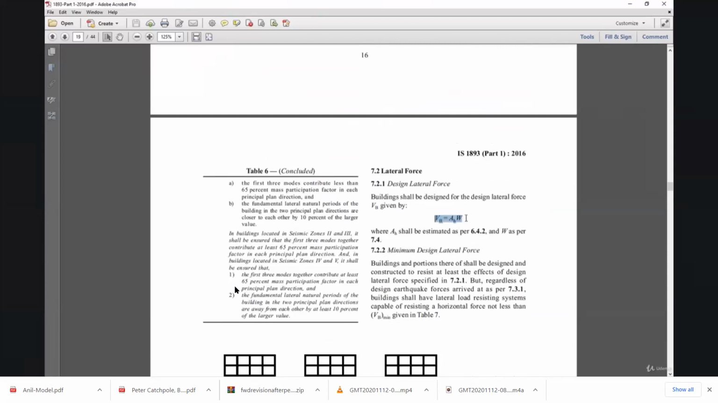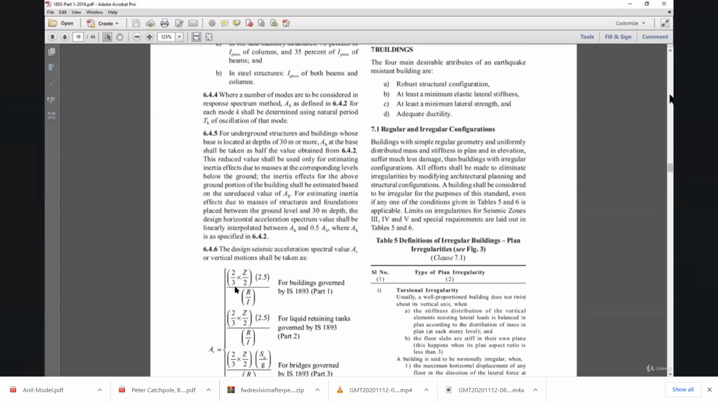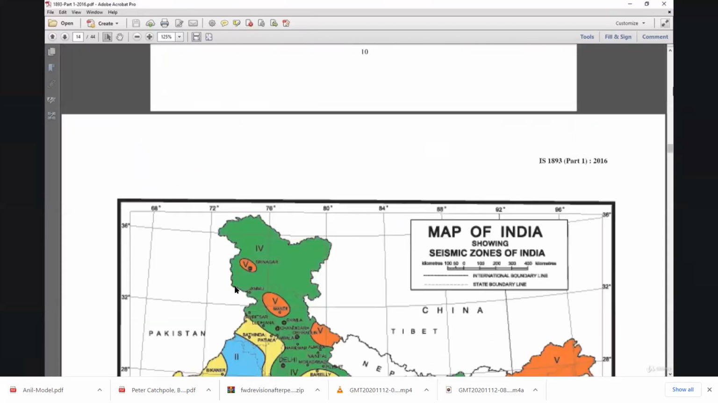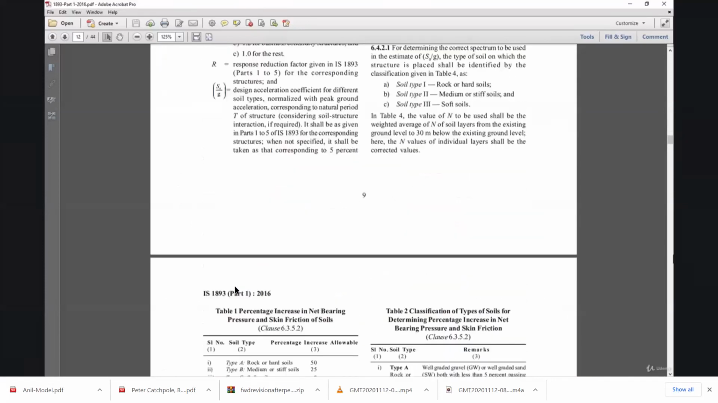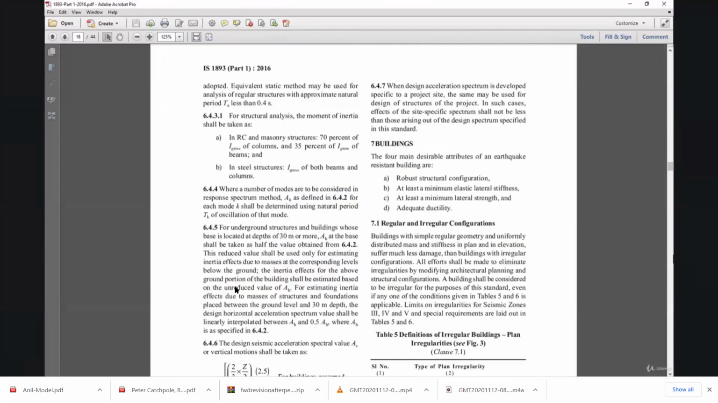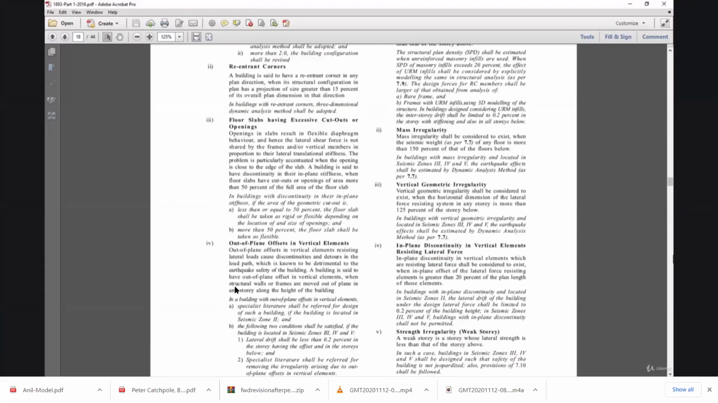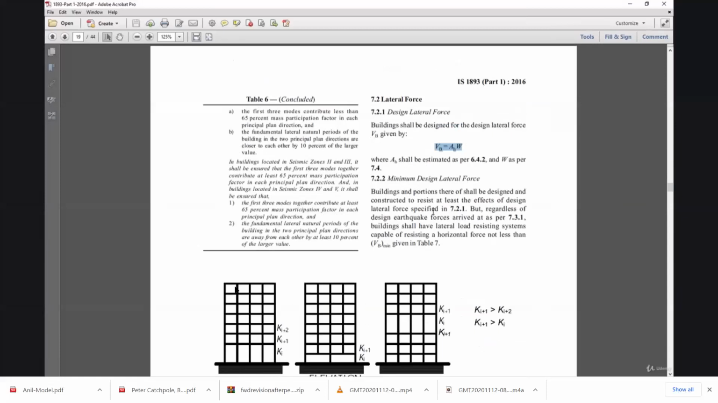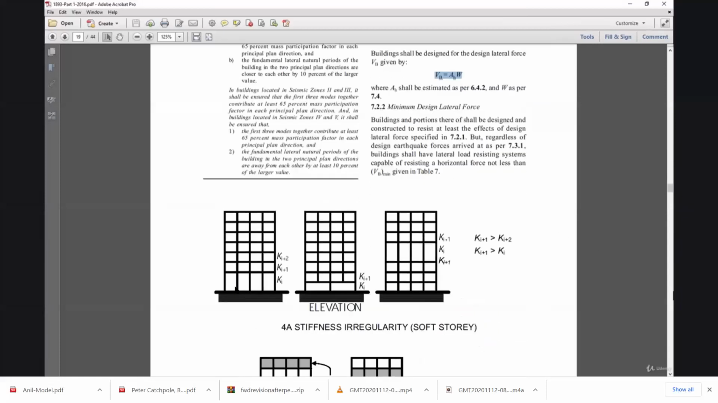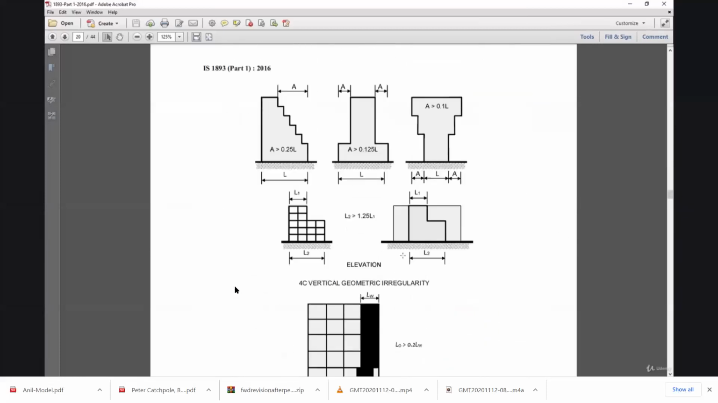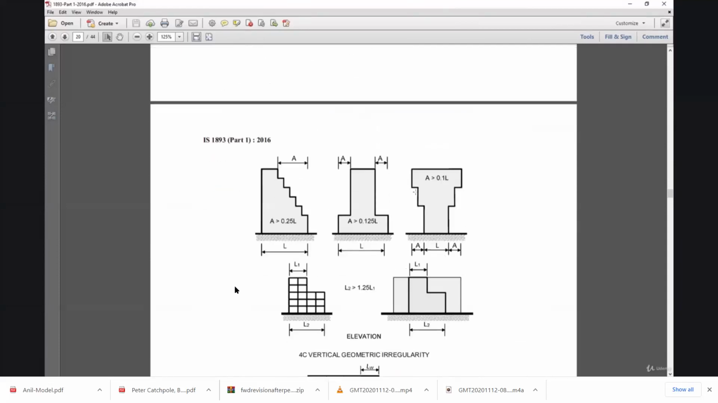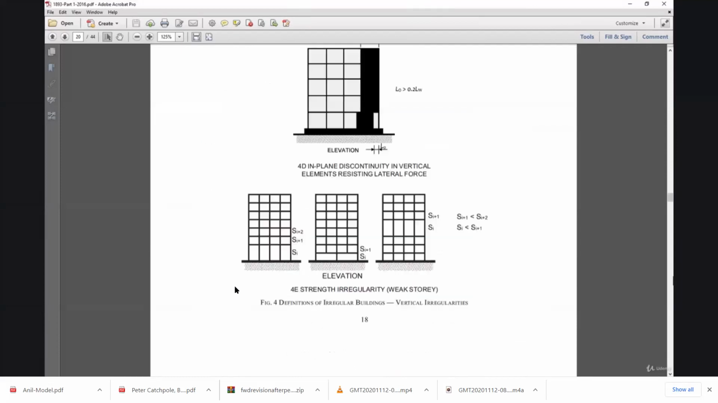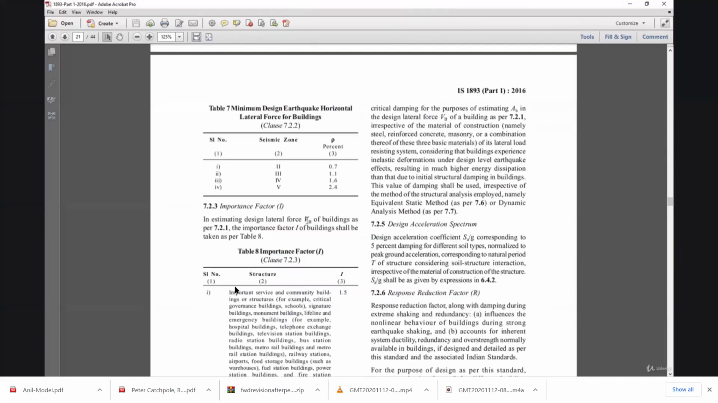This is the formula to calculate the static base shear, that is AH into W. AH can be calculated by Z by 2 into I by R into SA by G, that we had studied above. This is AH, and W is the seismic weight of the building. So the minimum design lateral force shall be calculated by this method. This is an example of vertical geometric irregularity. This type of building is never desirable in high seismic zones.